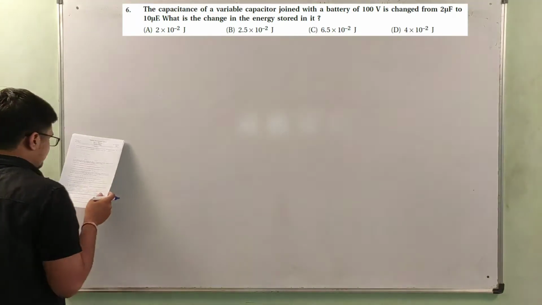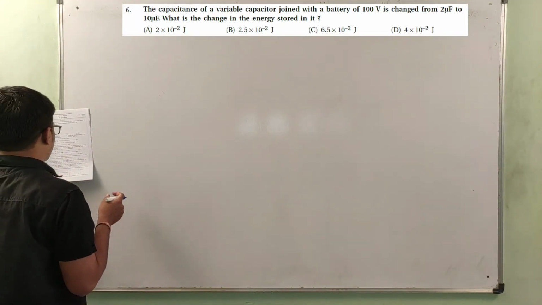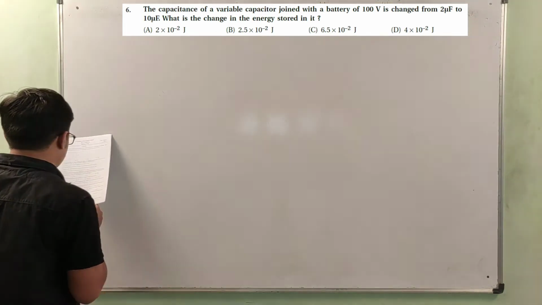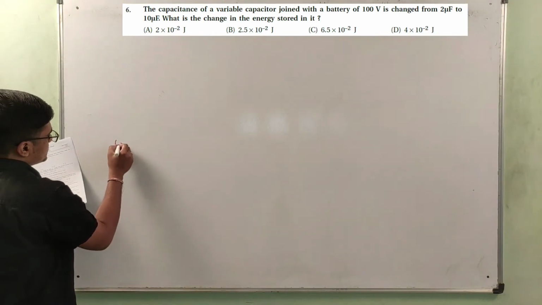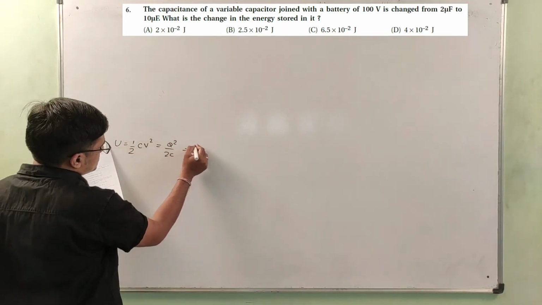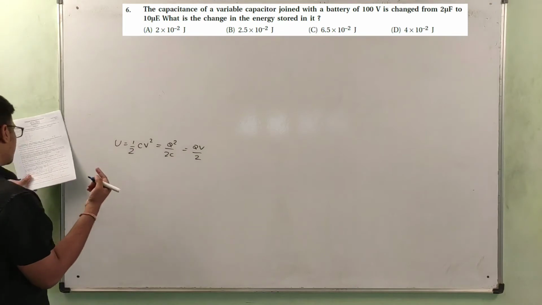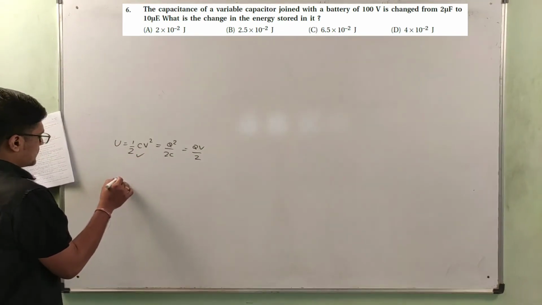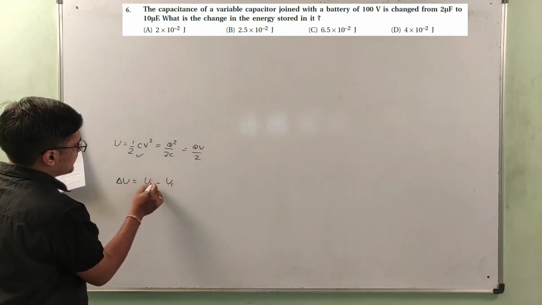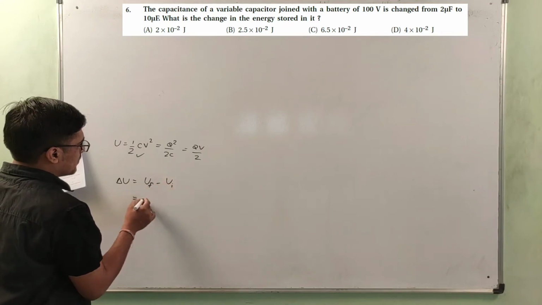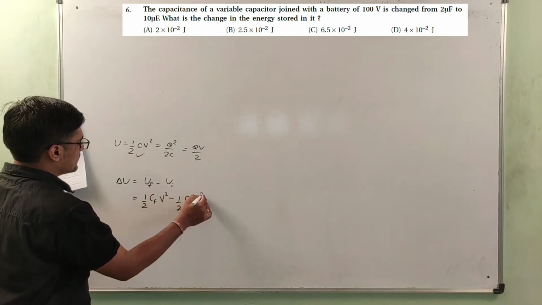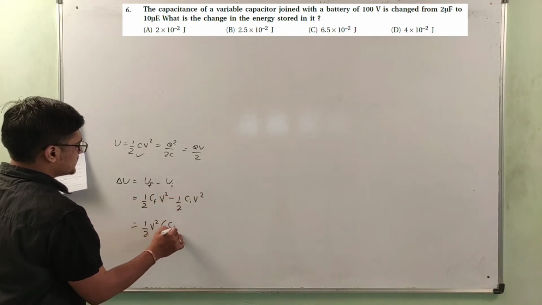Sixth question. The capacitance of a variable capacitor joined with a battery of 100 volt is changed from 2 microfarad to 10 microfarad. What is the change in energy stored in it? The energy stored in a capacitor is half CV square, or you can say Q square by 2C, or QV by 2. But here capacitance and potential difference are given, so use this formula. So change in energy is equal to final energy minus initial. The potential difference is constant V, only capacitance is changing, so half Cf V square minus half Ci V square. So take half V square common, Cf minus Ci.